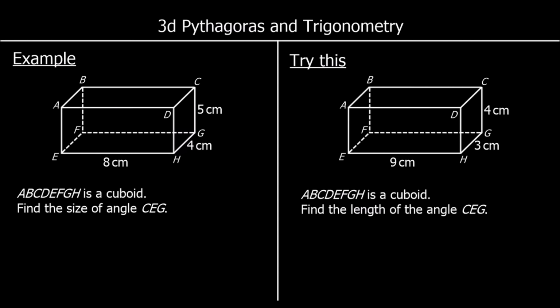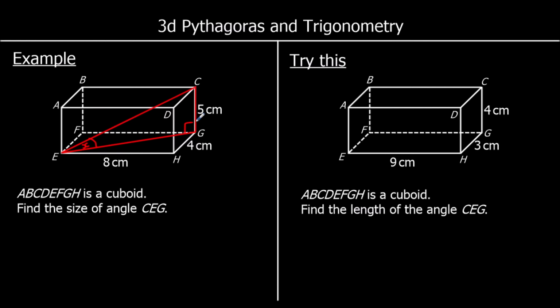Here we have another example. We have the same cuboid, but a different question. So find the size of angle CEG. So that's from C to E to G. So what is the angle we're looking for? C to E to G. So that's this angle here.